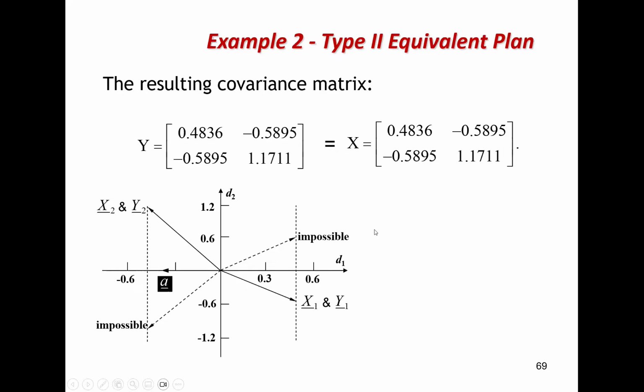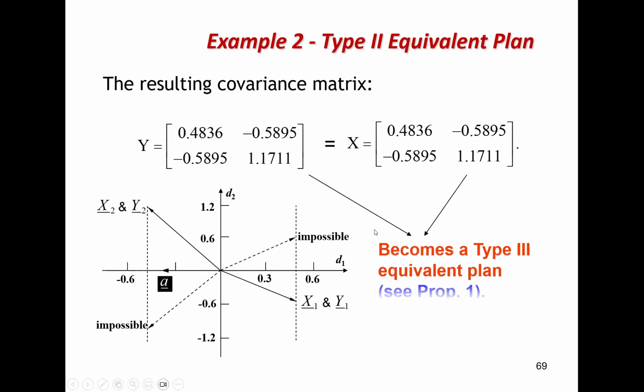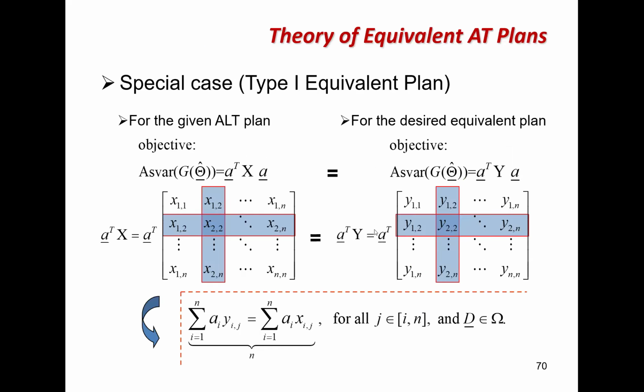And actually, its result is obvious because it becomes a type 3 equivalent plan, because of proposition number 1. In other words, even though we want to develop a type 2 equivalent plan, it turns out we get a type 3 equivalent plan. And the next one is type 1 equivalent. We can just keep relaxing constraints.